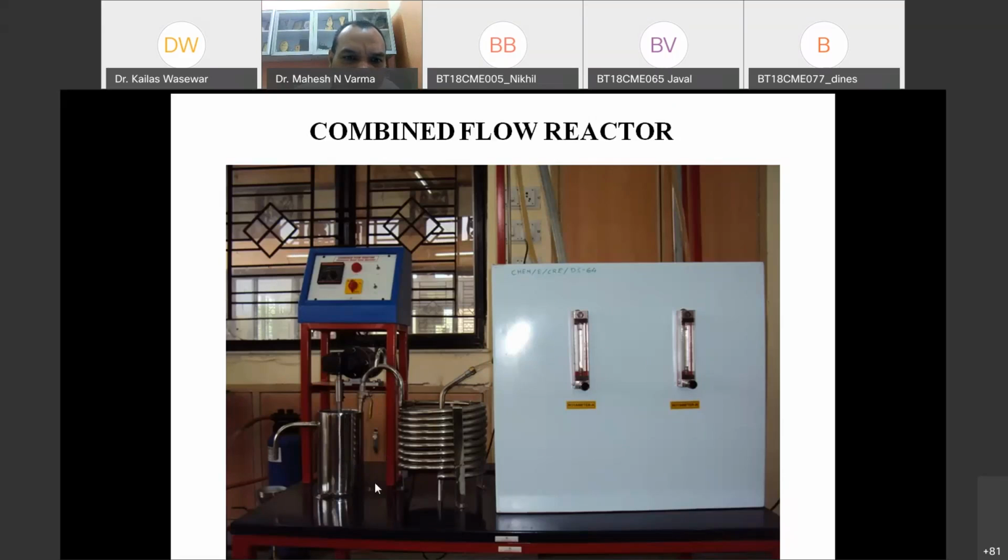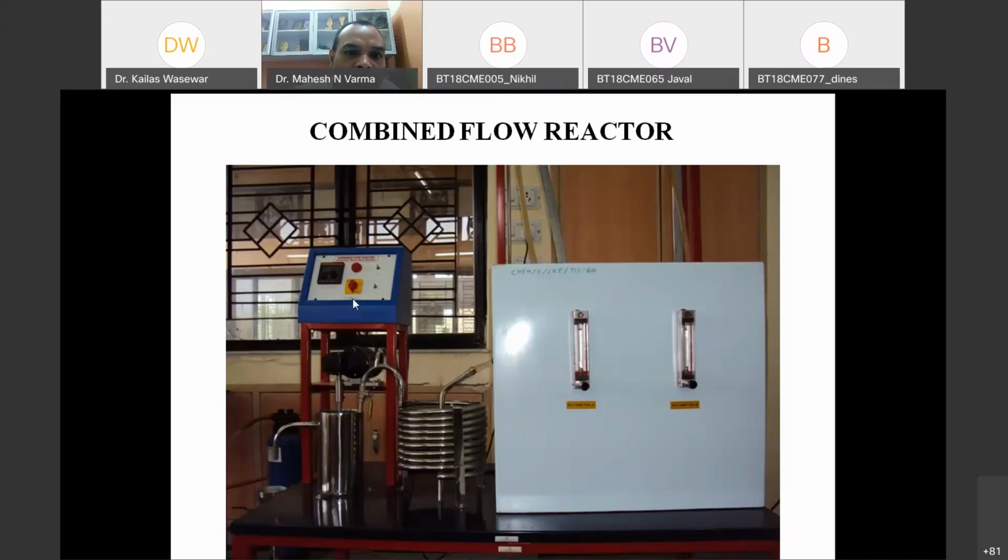Why is it called a combined flow reactor? Because I have a CSTR and I have a PFR, and both are connected in series. First the PFR and then the CSTR, and hence it is called a combined flow reactor. I have plug flow and I have mixed flow, both are there.